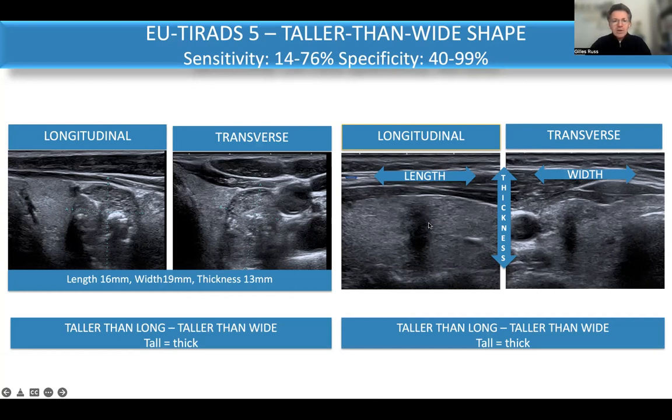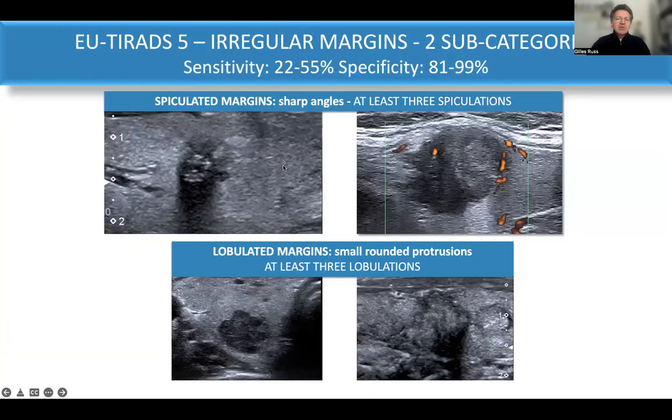Another example, in the right part of the slide, you see here in the transverse plane, the nodule is thicker here, which means taller than it is wide. And in the longitudinal plane, the taller than long, it's thicker than it is long. So this is a feature of high suspicion. Second feature of high suspicion, irregular margins. Here you have 2 subcategories.